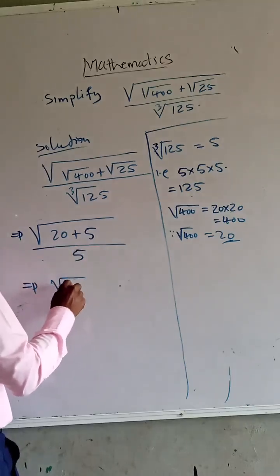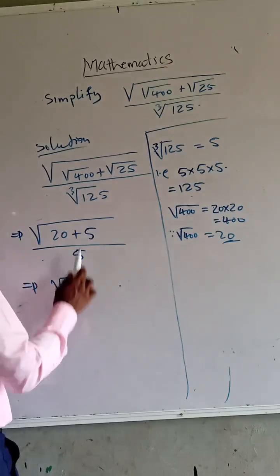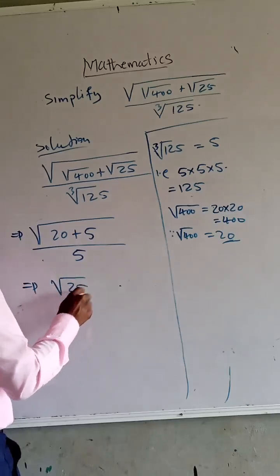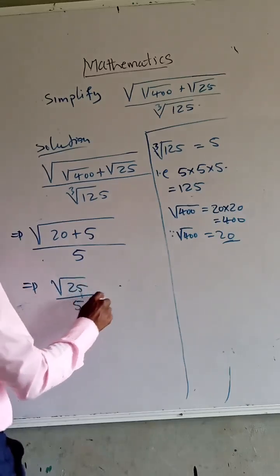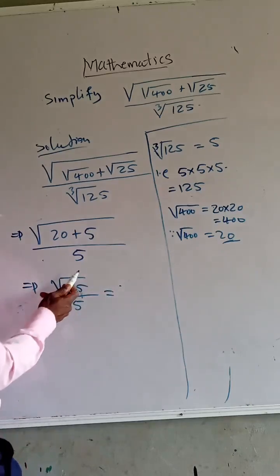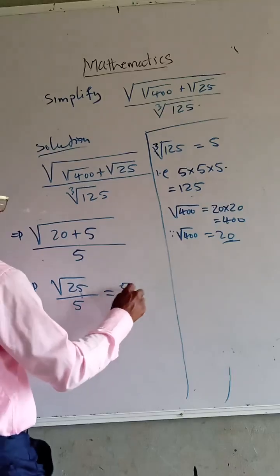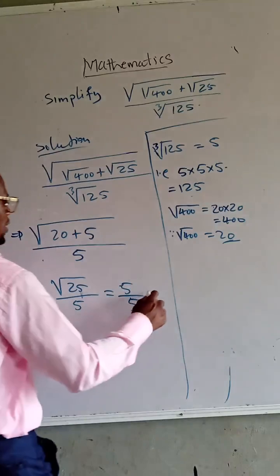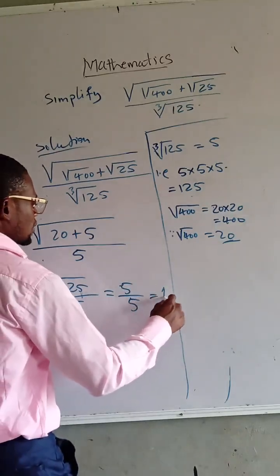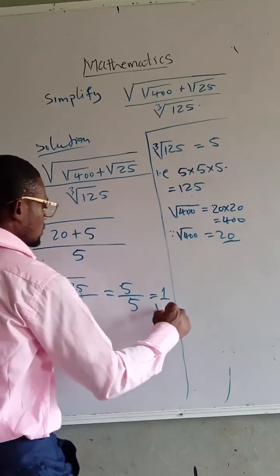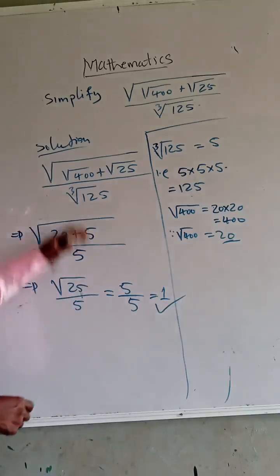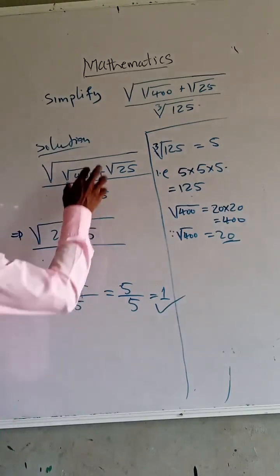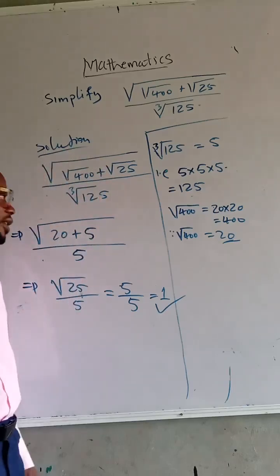Now we have 20 plus 5, which gives us 25, alright? 25 over 5. Now, the square root of 25 is actually 5, all over 5. So our final answer is actually 1. Just simple as that. So when you see a question like this, do not panic. It's very simple. Tackle it one after the other.